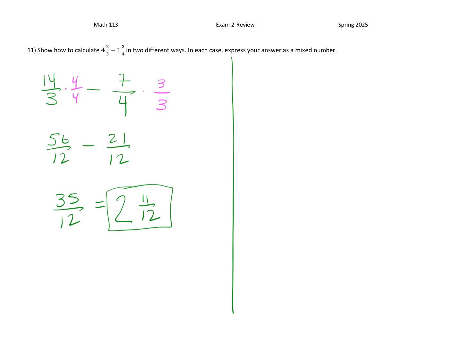Now, another way we could do this is to use grouping. So I'm going to write this as 4 2/3 minus 1 3/4, and I'm going to get a common denominator. So this one's going to be times 4 over 4 and 3 over 3. So this is going to become 4 8/12 minus 1 9/12.